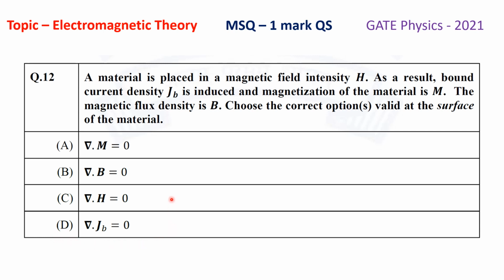Now, as this is a MSQ, it is possible to have multiple options correct. We'll check each and every option one by one. Let us see the solution part now.